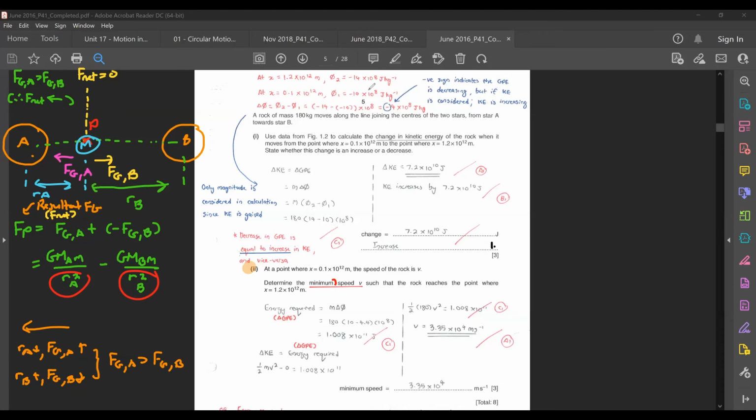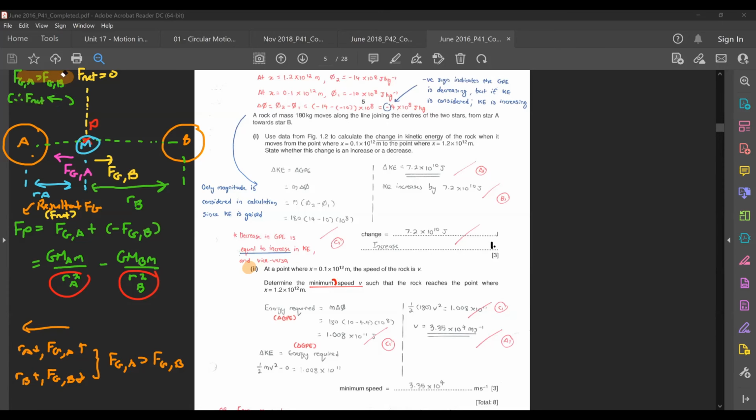That's why here I can say this at the top: FGA is more than FGB, so my resultant net force is actually going to be towards the left, because FGA in the first place was towards the left, FGB was towards the right. So FGA is getting larger, the force towards the left is getting larger, obviously my net force will be towards the left. At the same time, my force towards the right was getting smaller. All right. So this is what I can say about the left-hand side of my diagram.